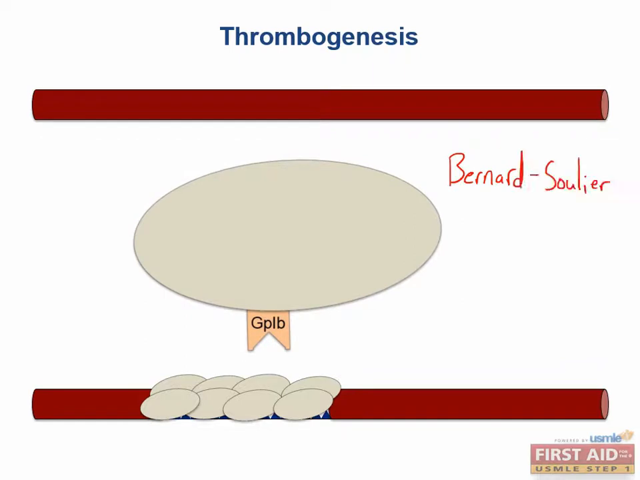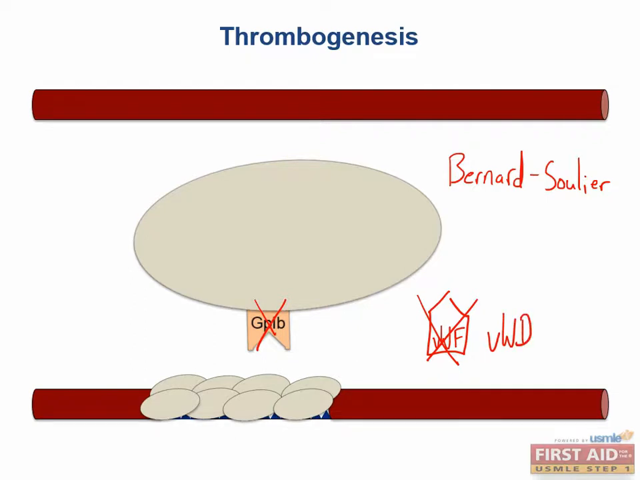Bernard-Soulier syndrome is a deficiency of the GP1B receptor. And what would this effectively do? Well, it would prevent platelet adhesion to von Willebrand factor, and thus do a great job of preventing adhesion, activation, and aggregation of platelets. Similar to Bernard-Soulier syndrome, platelet adhesion is inhibited in von Willebrand disease, but this time it's due to a deficiency in von Willebrand factor.